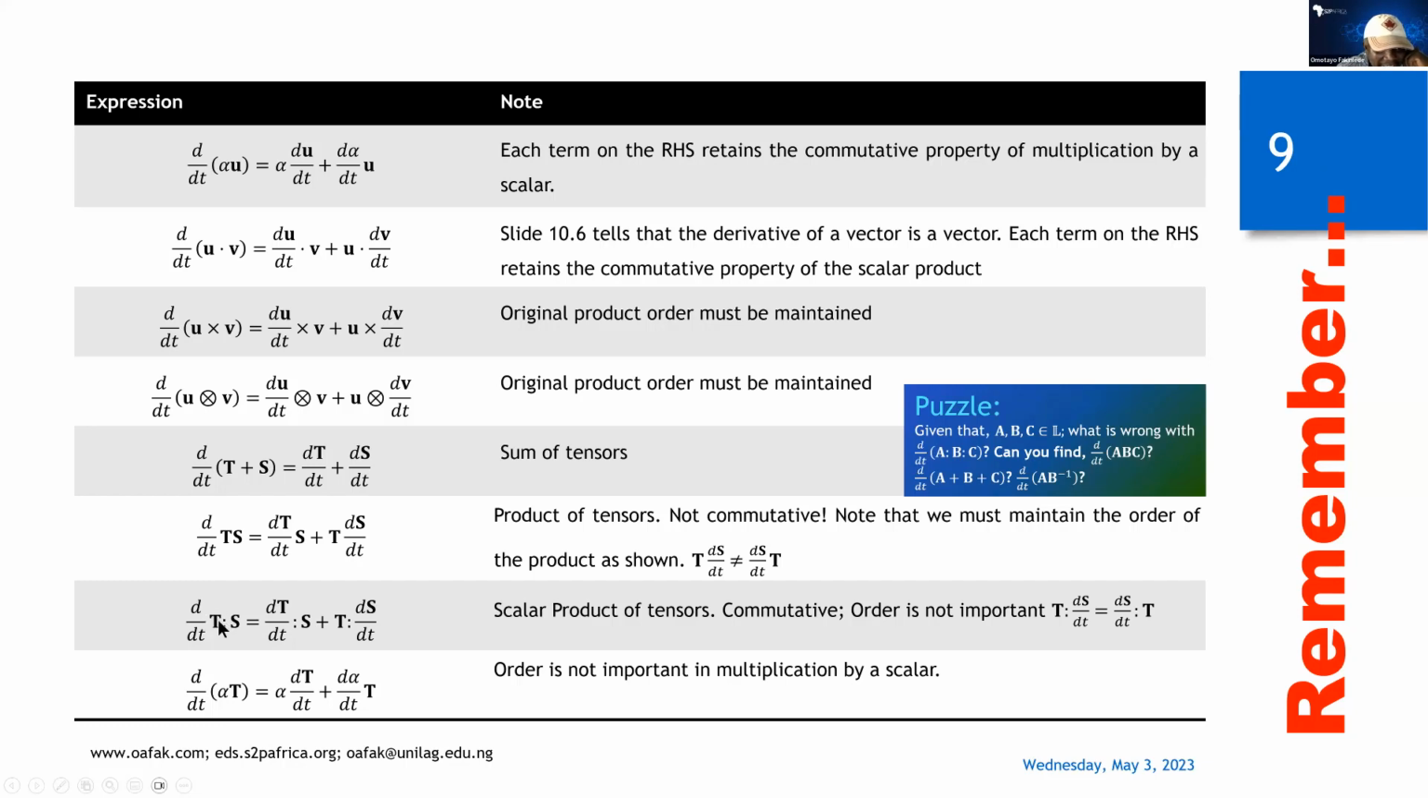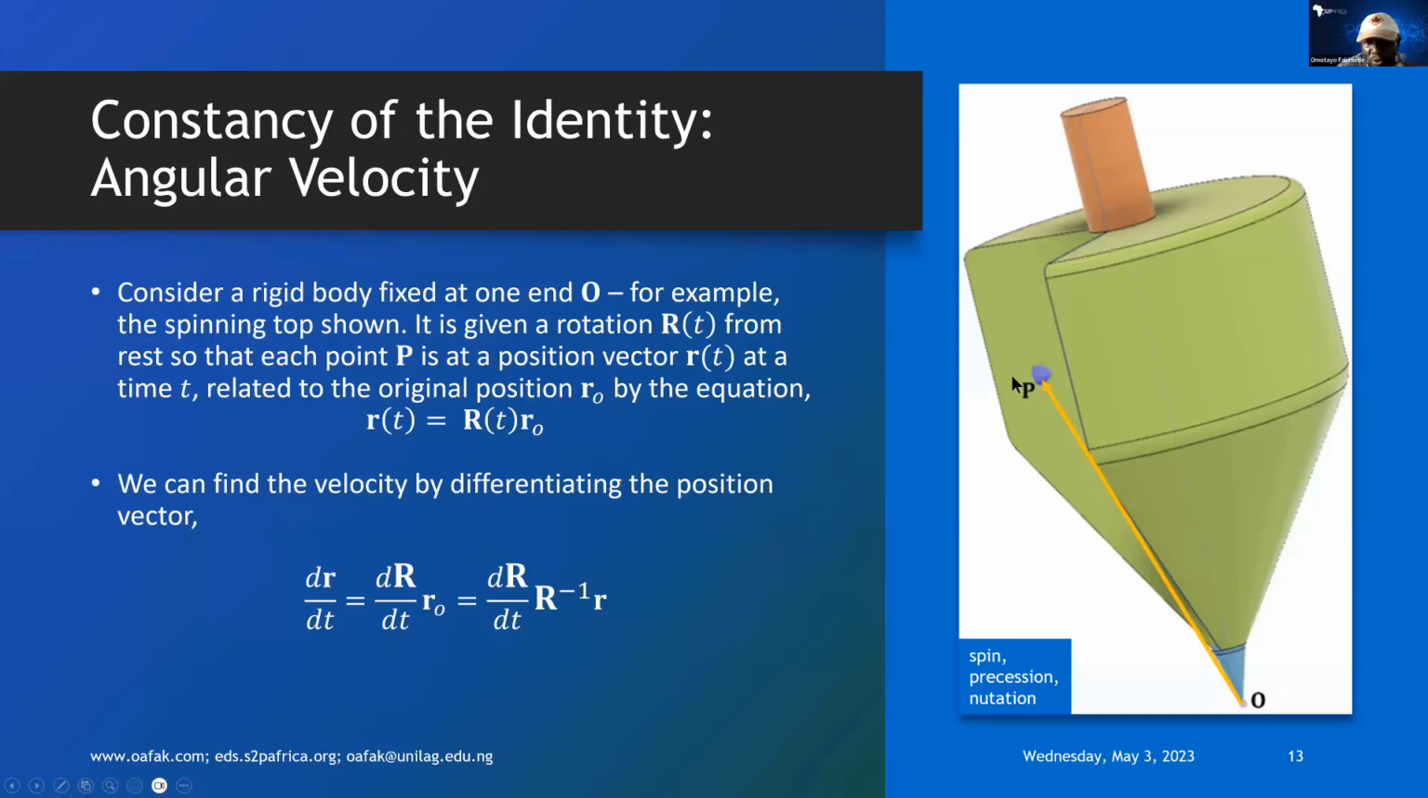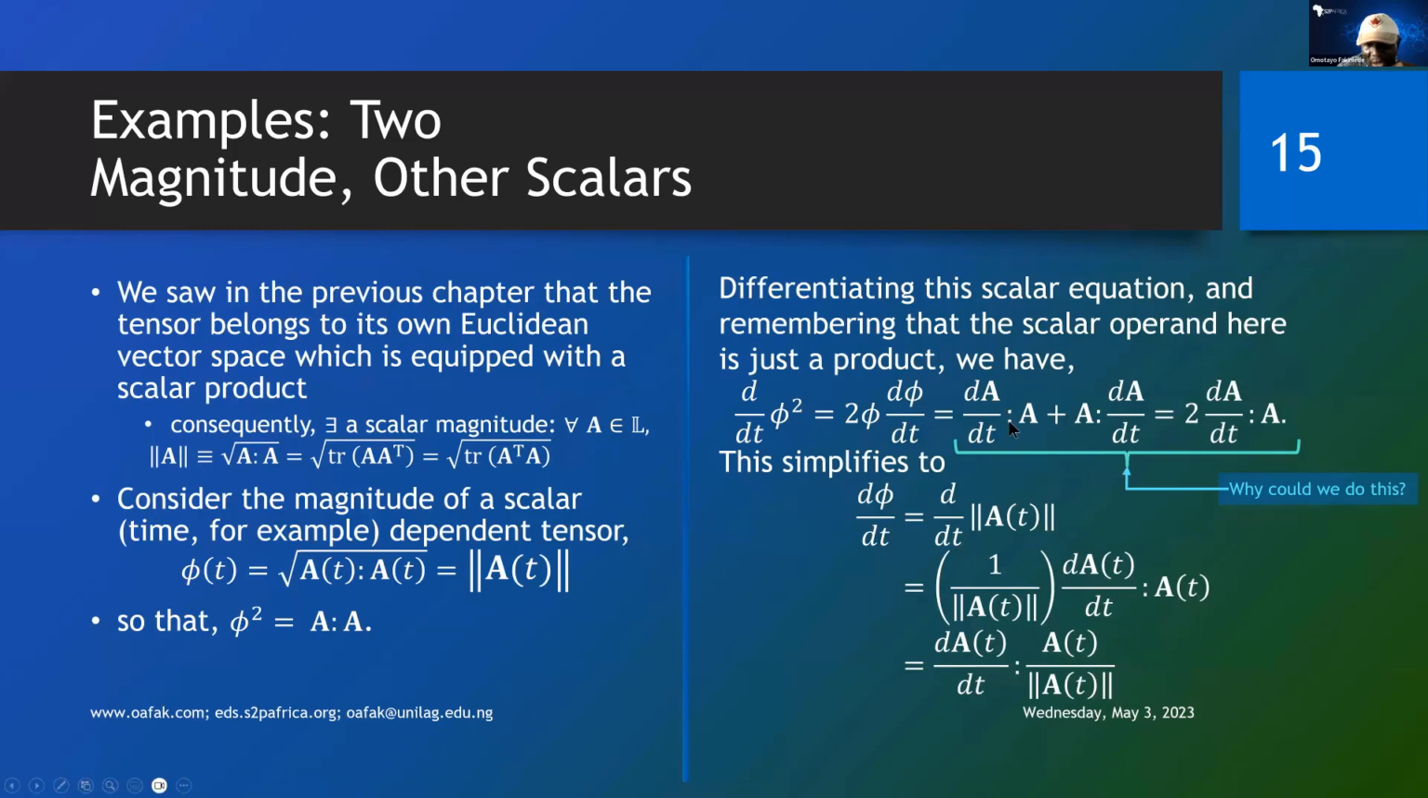So imagine in this 7th thing, instead of t and s here, suppose you have t and t. So it will be d dt of T double dot T, and then T double dot dT dt. And because this is commutative, order is not important here. So that is how we got this one. So we have the dA dt scalar product with A, or A scalar product dA dt, which is written as 2 dA dt with A.